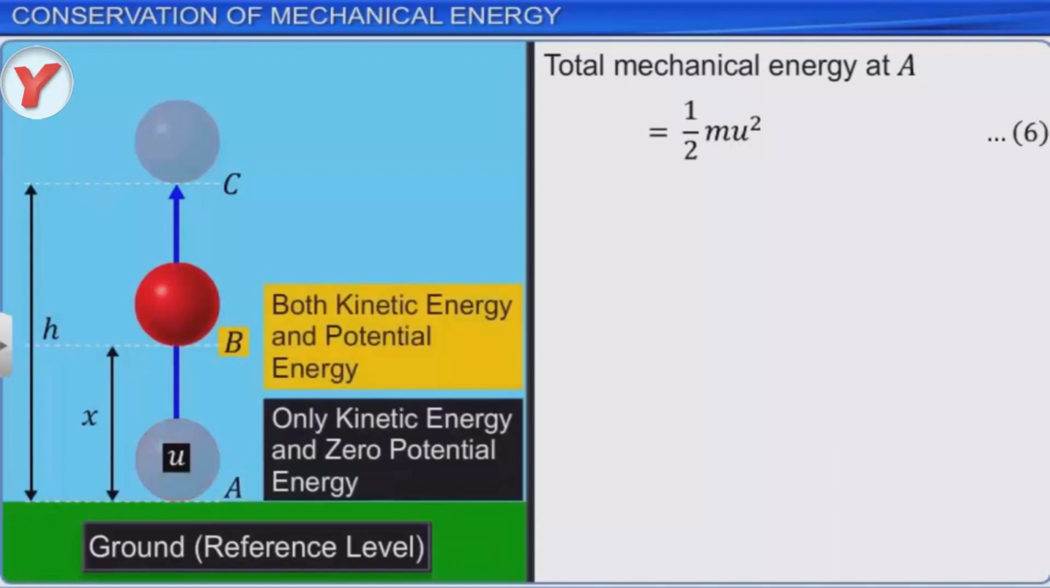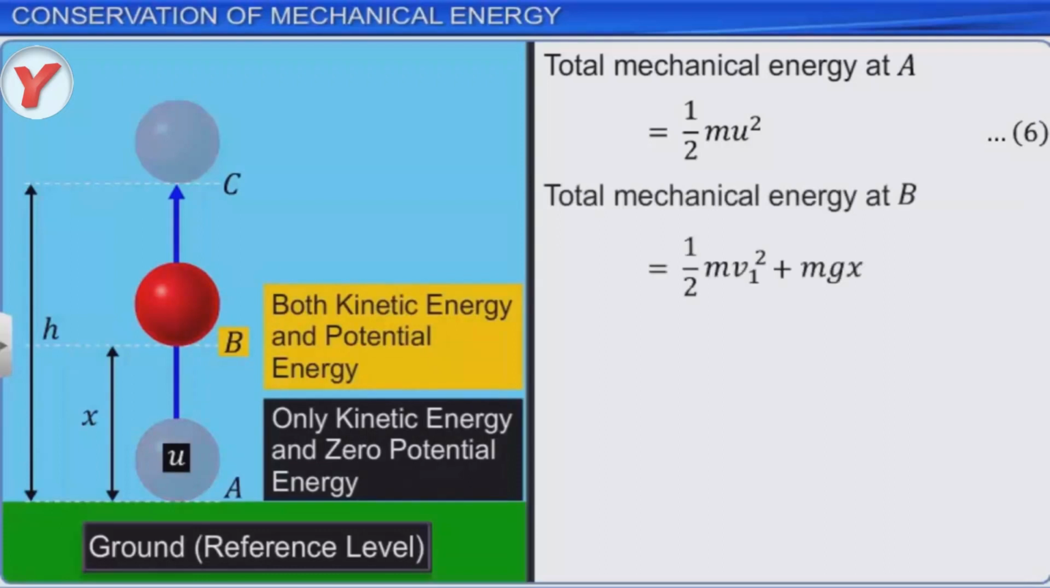At point B, the body possesses both potential and kinetic energies. The potential energy is mgx and the kinetic energy is half m v1 square, where v1 is the velocity of the body at position B.